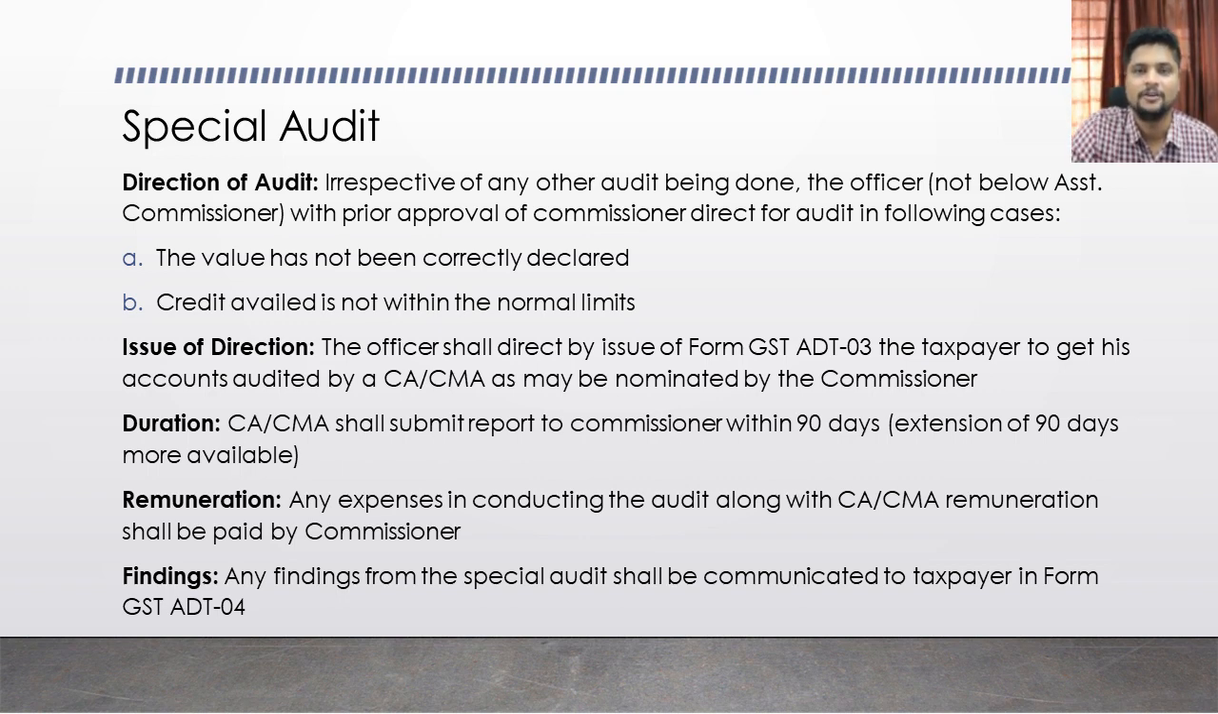If he is not able to complete the audit, then with the approval of the commissioner, the duration can be extended for a further period of 90 days. 90 plus 90, the total period available for the CA or CMA to complete the audit is 180 days. That is the maximum time allowed. Within that, they have to complete the audit, and the report of the audit has to be submitted to the officer.